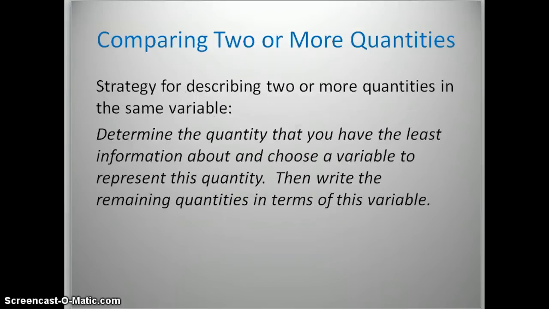Okay, so here I just want you to take a moment and jot down the strategy for describing two or more quantities in the same variable. So first, you're going to determine the quantity that you have the least information about and choose a variable to represent this quantity. Then write the remaining quantities in terms of this variable. And again, we had two examples that we just looked at, but of course, if you want to rewrite that in your own words so that it makes sense for you, feel free to go ahead and do that.